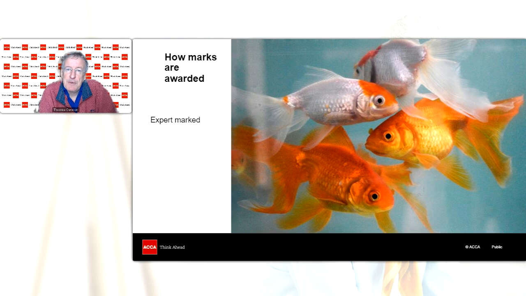The markers are human. They're not AI. It's not about objective testing. They are reading your answer. They have read the examiner's answer, but your answer is not going to use the same words and have the same depth and have the same clarity as the examiner's answer. They're looking at your answer and they will still give it marks. They're using their professional judgment.